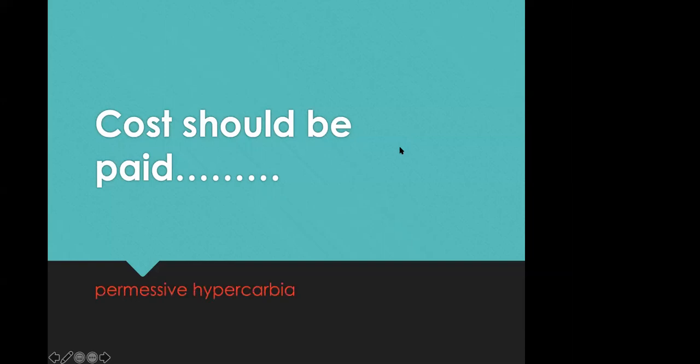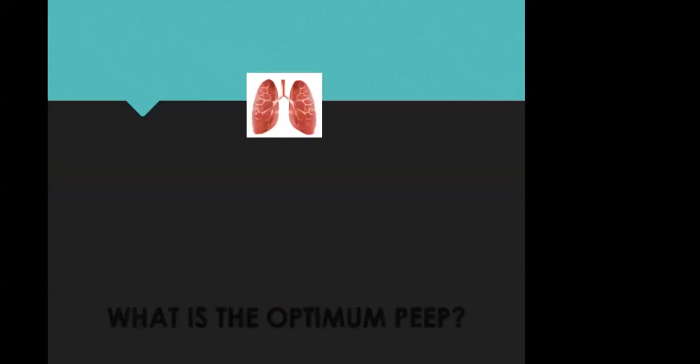Usually the cost should be paid. Sometimes you will allow permissive hypercapnia because, for example, you reach a respiratory rate of 30 or 34, and the tidal volume is 6 ml, and the plateau pressure is around 30, so you cannot increase the tidal volume. As long as your pH is more than 7.2, with this maximum tidal volume and respiratory rate, you can allow the hypercapnia.